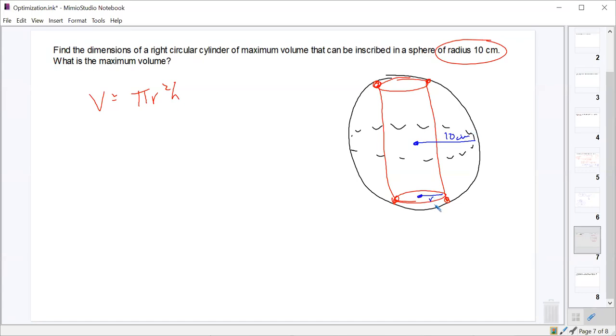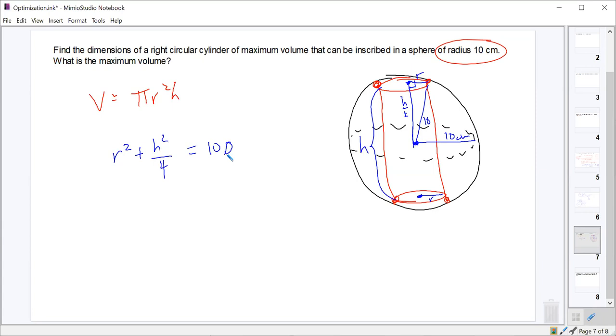The radius is going to link from the center of the sphere to the edge of the, like the corner of the cylinder. All right. So this would also be 10 centimeters? Yeah. And what does that give us? If we have a radius here, what is this value here? This is h, right? So what would this be? That should just be half of the height. And so we should be able to relate these using the Pythagorean theorem. So that would be r squared plus h squared over 4 equals 100.